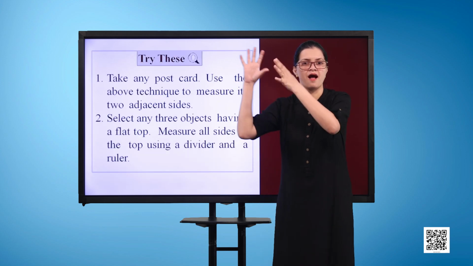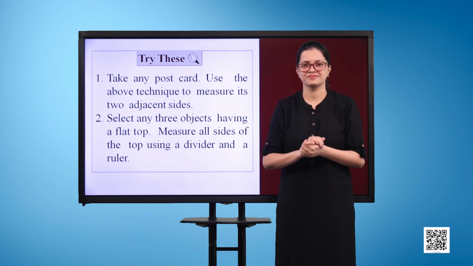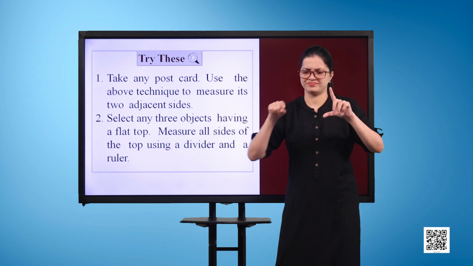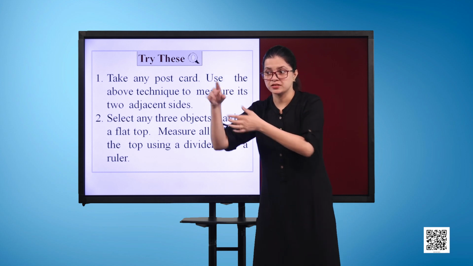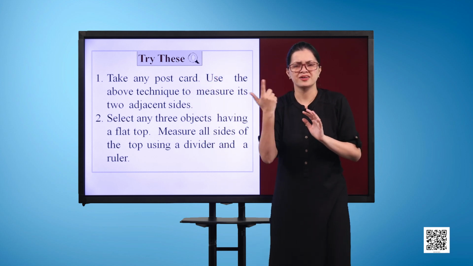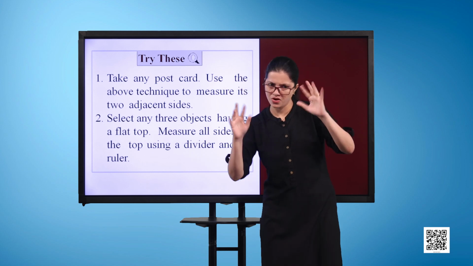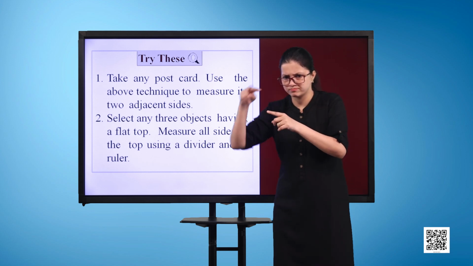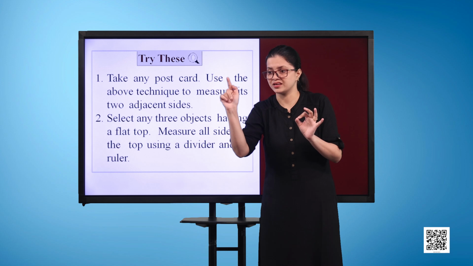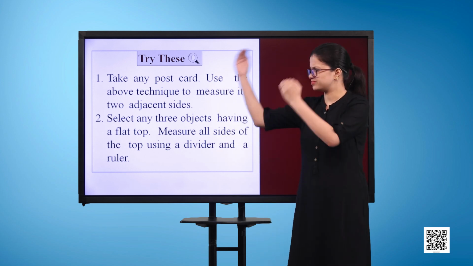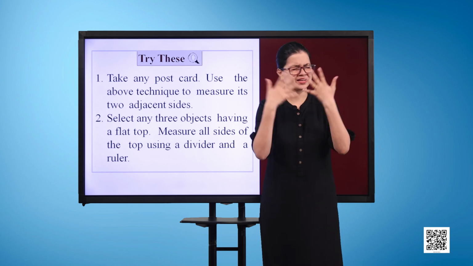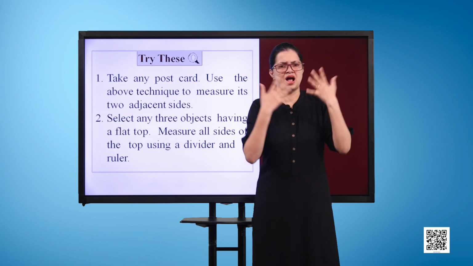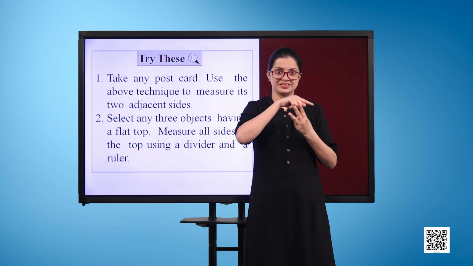Try these. 1. Take any postcard. Use the above technique to measure its two adjacent sides. 2. Select any three objects having a flat top. Measure all sides of the top using a divider and a ruler.